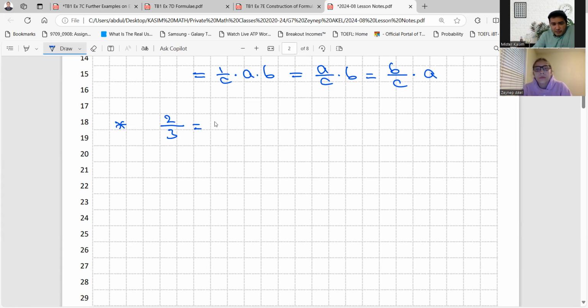Multiply by 2. 2 times 2, 4. 2 times 3, 6. Multiply by 5, 10 over 15. Multiply by 10, 20 over 30. Multiply by 100, 200 over 300. All of these fractions are equal to each other. We call them equivalent fractions. Right?